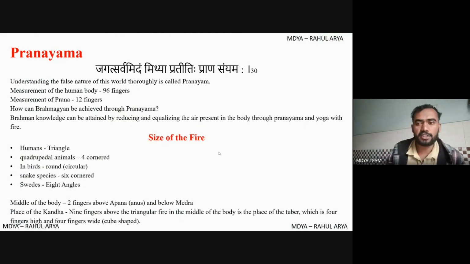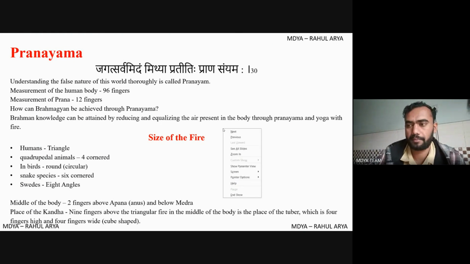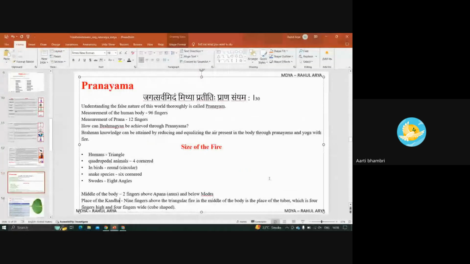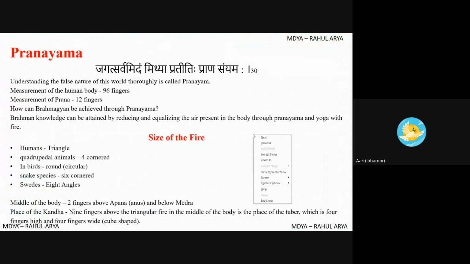Aarti ma'am, please conclude this slide. Yes, sir. Pranayam is thoroughly understanding the false nature of this world. The measurement of the human body is 96 anguls, 96 fingers. The measurement of the prana is 12 fingers. How can Brahma Gyan be achieved through pranayam? Brahman knowledge can be attained by reducing and equalizing the air present in the body through pranayam and yoga with fire. Size of the fire.